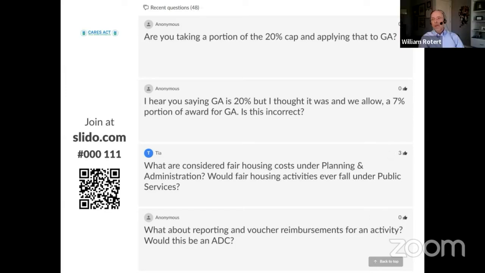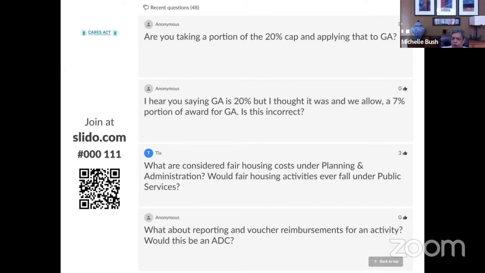And I agree, Michelle. Keep in mind that's a cost associated with administration of a specific activity, not the program as a whole. So I agree with you. What about reporting and voucher reimbursements for an activity? Would this be an ADC? I think that's what we just answered there. Yes, so again, if it's processing voucher reimbursements for a program activity, then that's considered an activity delivery cost.